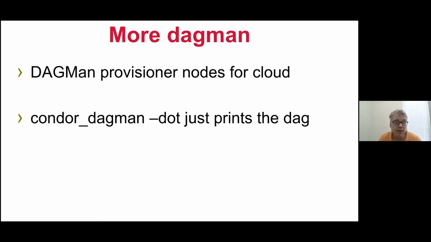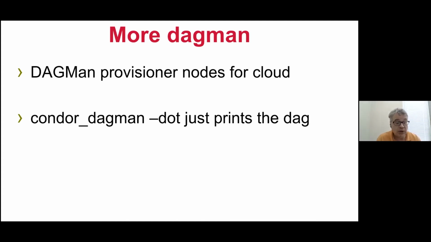There's a few other DAGman features we've added. We've added provisioner nodes for the cloud. So there's a special kind of node that runs essentially alongside the DAG for the duration of the DAG. And the idea here is this provisioner node can create, with maybe the Condor Annex or other tools, resources for the rest of the DAG to run on. And as long as that provisioner node is running, the rest of the DAG can run. And that provisioner node, when the DAG is run, can shut down the cloud resources at the end of the DAG when it doesn't need them anymore.